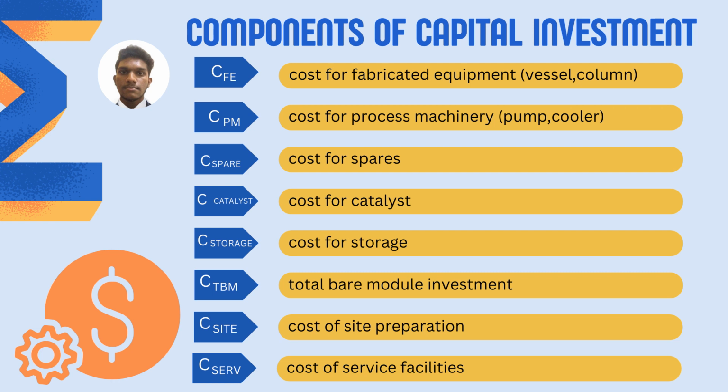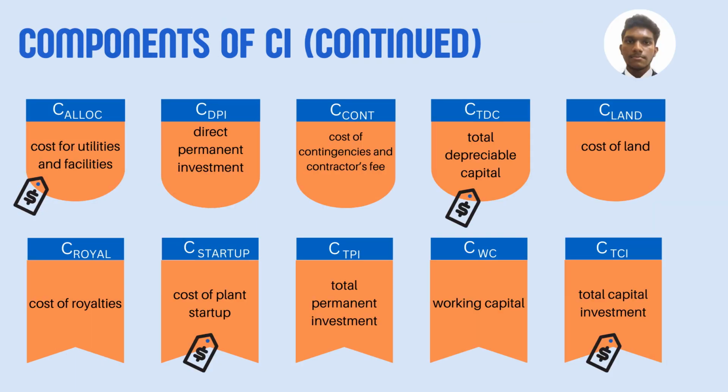Next, we have the cost for site preparation, which includes land surveys, dewatering, drainage, surface clearing, and rock blasting. Next, we have the cost for service facilities, which is the cost for additional facilities and infrastructure such as utility lines, control rooms, laboratories, maintenance shops, and other necessary buildings. On top of that, we also have allocated costs for utilities and facilities.